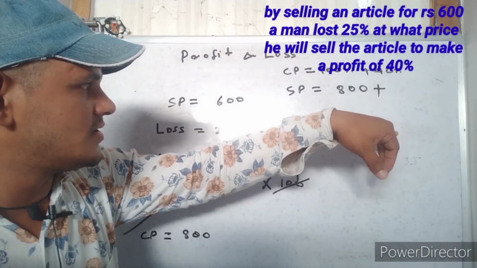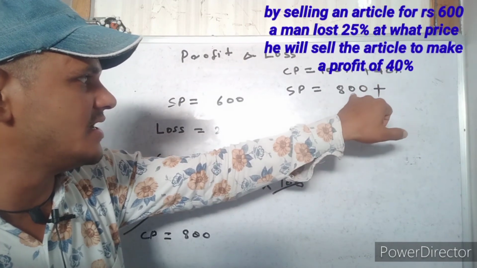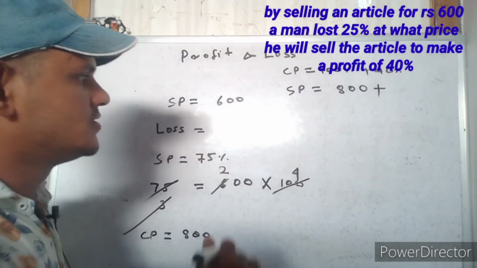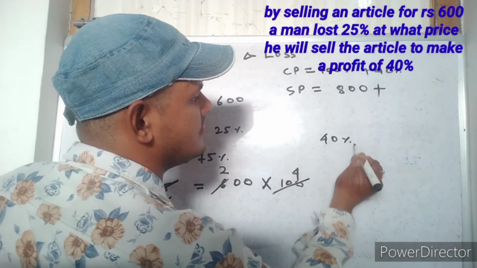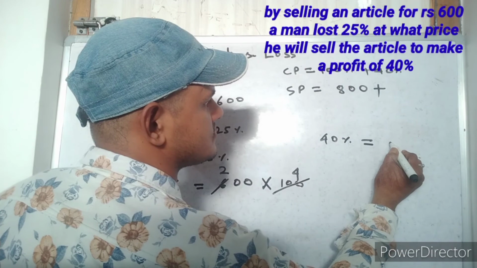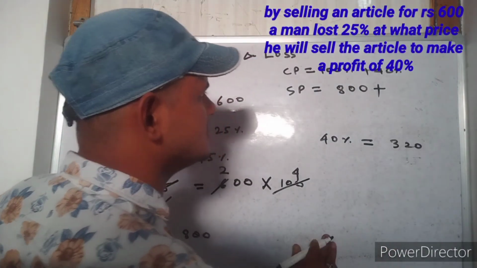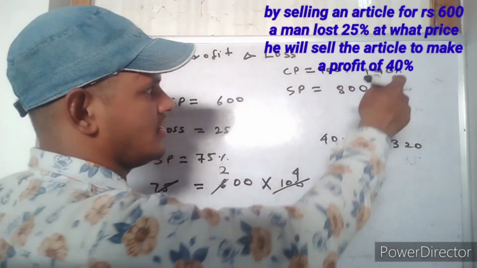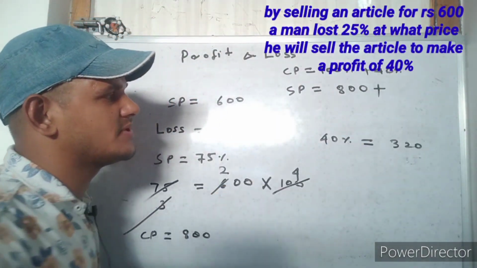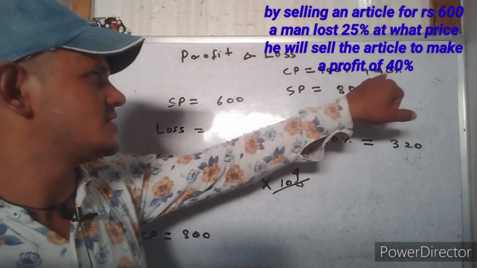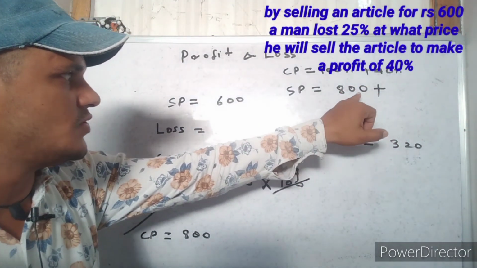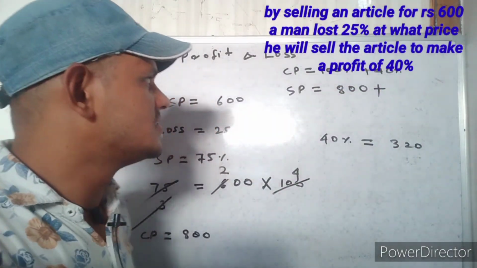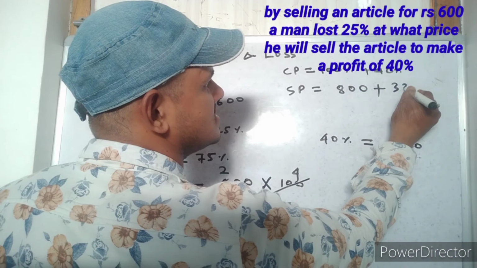So 10% taken, 10% will be 80, and minus. So 40% will be 320, because here 50% will be half of this number, 400, and our target is to find only 40%. 40% means 10% less. So 10% less of this number. So 10% will be 80. 400 minus 80 will be 320. So here this number is 320.